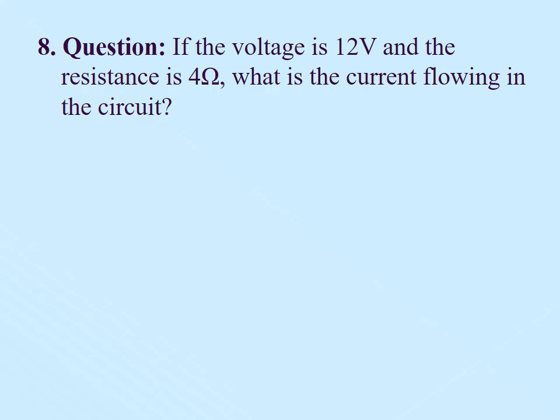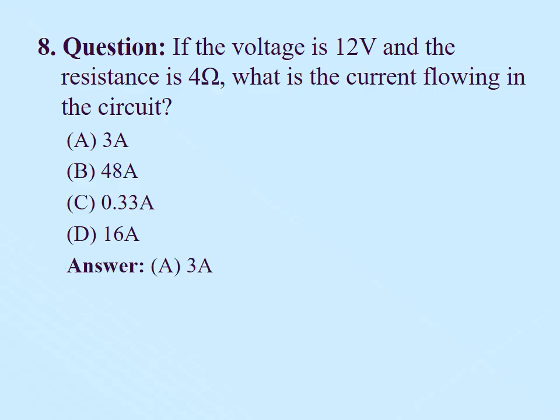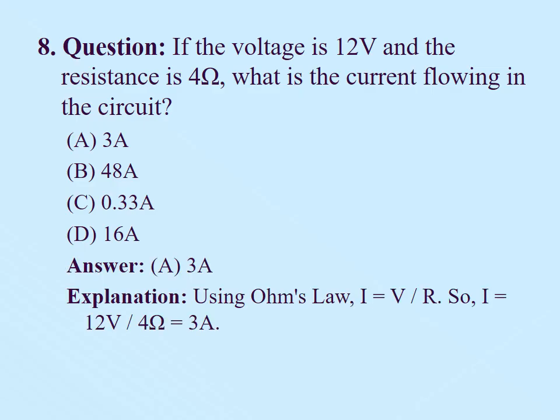Question 8. If the voltage is 12 volt and the resistance is 4 ohm, what is the current flow in the circuit? Option A 3 ampere, option B 48 ampere, option C 0.33 ampere, option D 16 ampere. Answer is A, 3 ampere. Using Ohm's law, I equals V by R. So, I equals 12 volt by 4 ohm, equals 3 ampere.